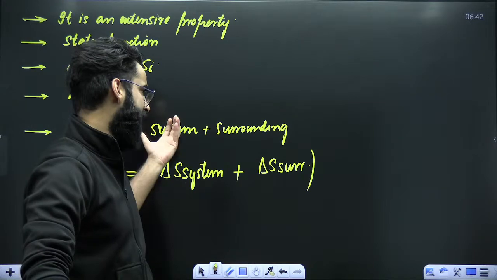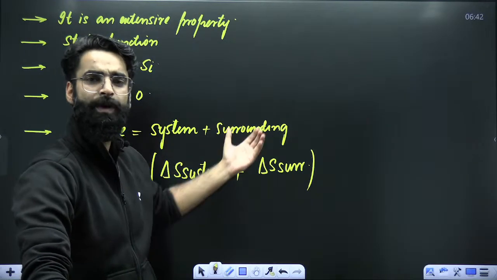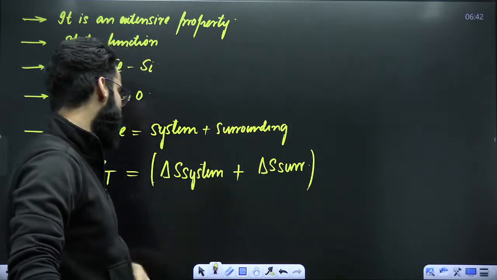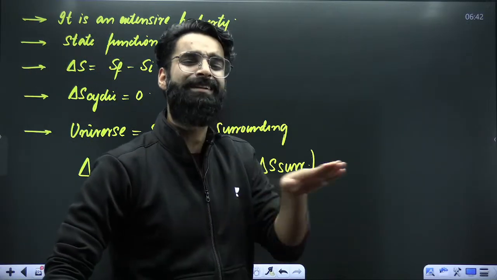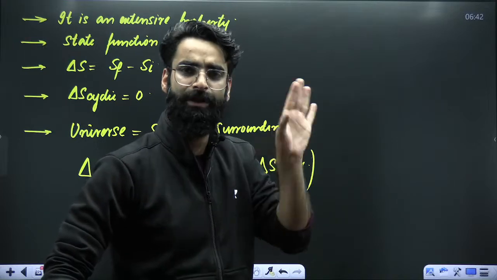Perfect. So we need to calculate the entropy change of the system first. Then we need to calculate entropy change of the surroundings. We need to add them up and we'll be getting the total entropy change of the universe. I'm telling you everything in a nutshell. You just have to remember all these, you can solve all the questions.